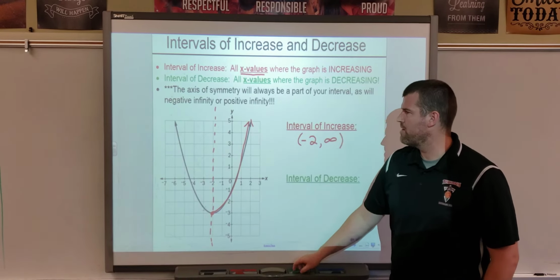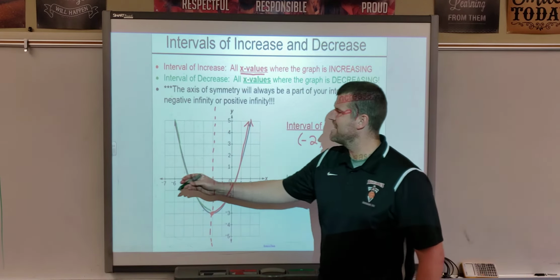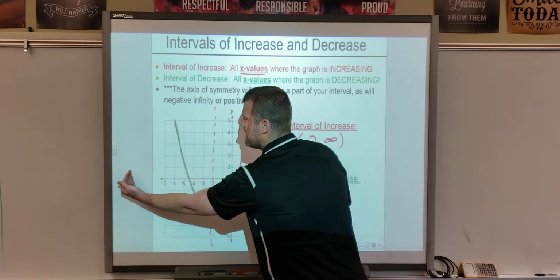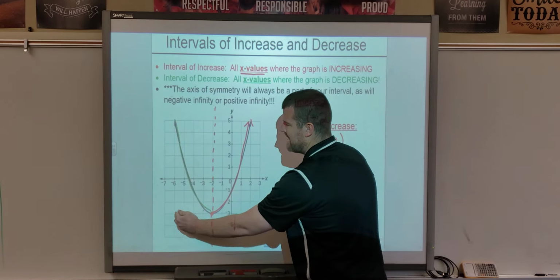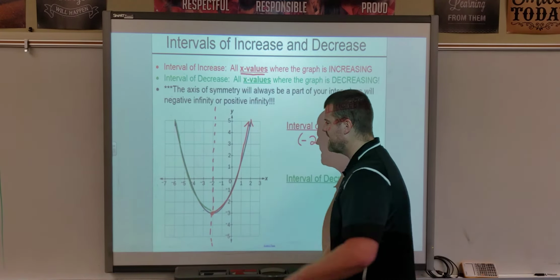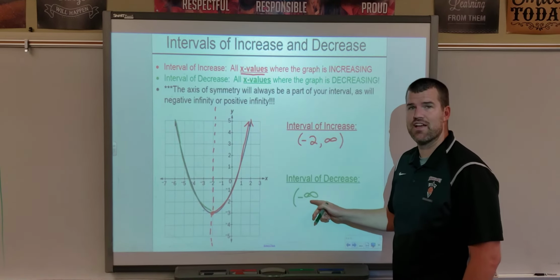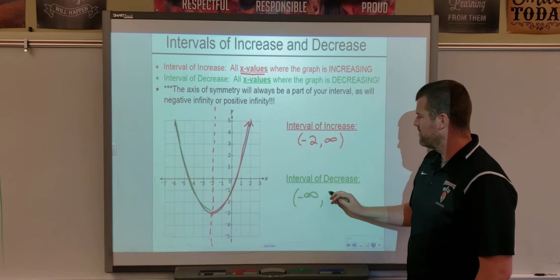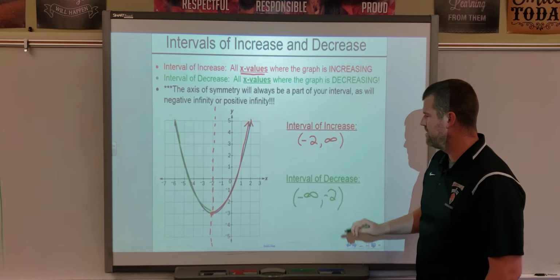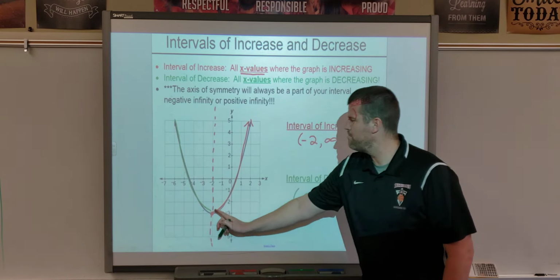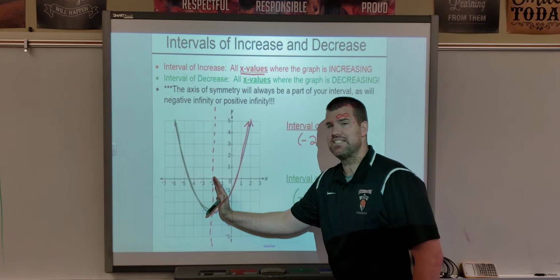The interval of decrease, however, is where the graph is going down. And so the graph is decreasing from all the way from -infinity until it gets to here, right? Until it gets to the axis of symmetry. So until it gets to -2, the graph is going down. So the interval of decrease is from the beginning of the graph, which is an x value of -infinity, until we reach the axis of symmetry, or the vertex, which is at -2. So again, the graph goes up from -2 and beyond, but it goes down from -infinity until -2.